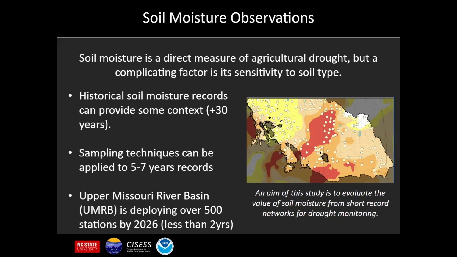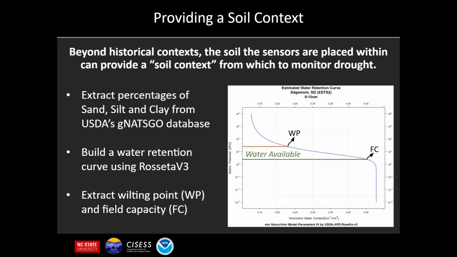If you didn't already know or see some of the plots, I have a map of where those stations are. And we want to see if we can help monitor drought across this region with less than 2 years of data. So we can't really put it into any sort of percentiles or any sort of historical context, but we do have information about the soils that the sensors are placed within. This is what I call loosely a soil context. If we know the types of soils that we're placing the sensors in, we can get information about the metadata of the soils, which I think a couple of talks have already talked about how important that is. And we can begin to extract out wilting point and field capacity.